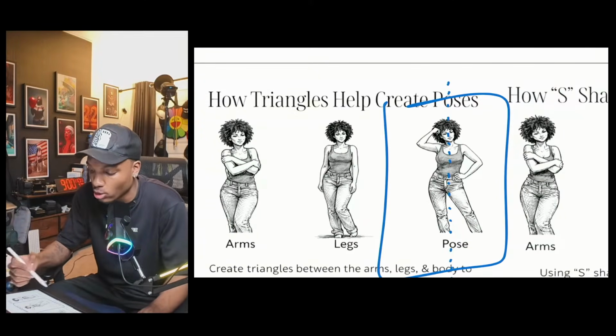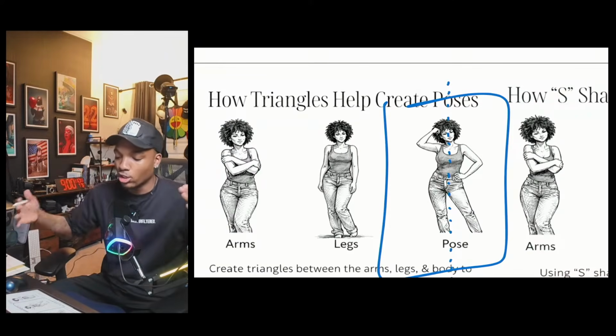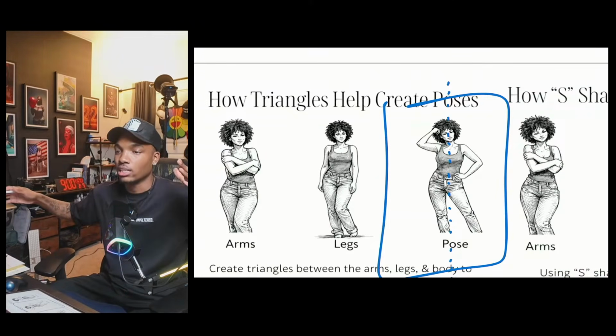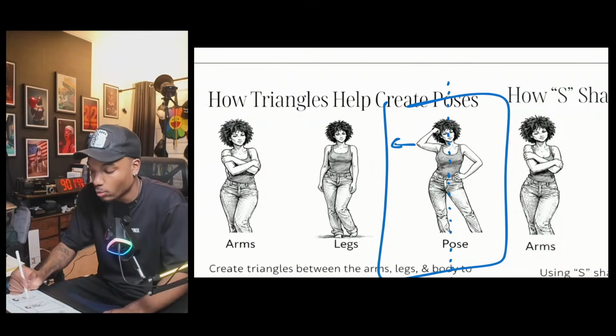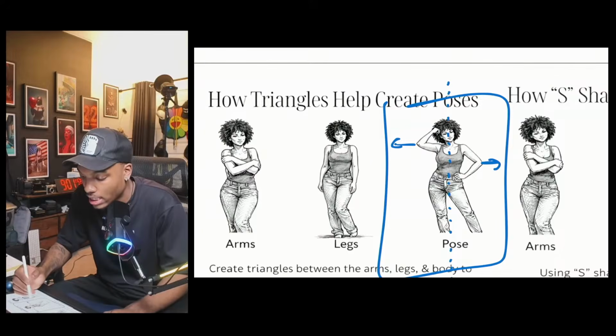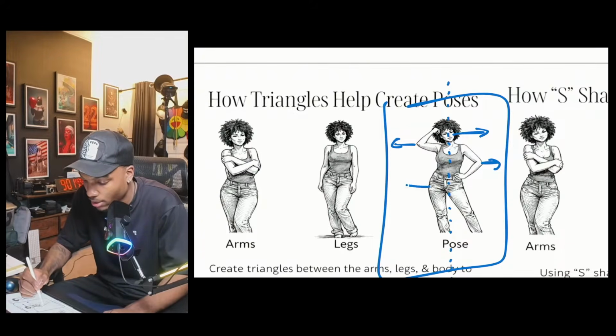So those are points. We see a triangle over here, or we see a point, depending on the direction that the body is pointing. So we have this one pointing, that's pointing. We have this one pointing, that's pointing. We have her knee or her body. She's looking out this way, that's another point. And then you got her hip pointing that way, that's another point.